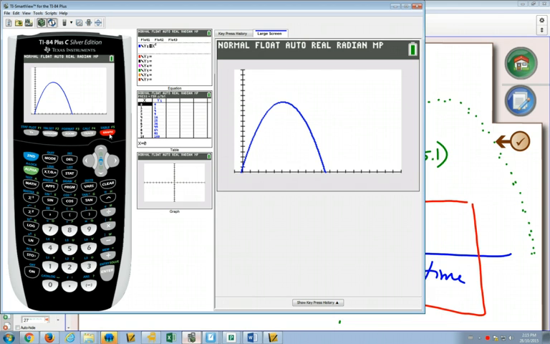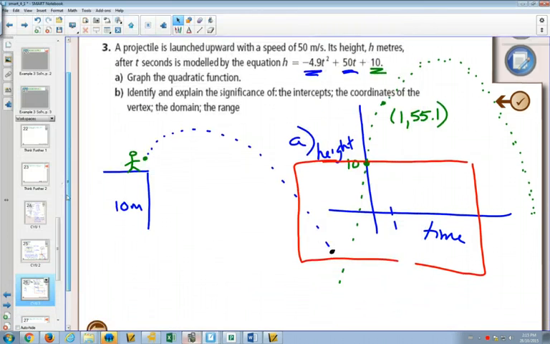So notice, did it work? There we go, let's see. No, it's not working right now. Notice that our graph started with a y-intercept of 10. That it goes up in the air, reaches a maximum height, and then comes back down. It eventually hits the ground right here.